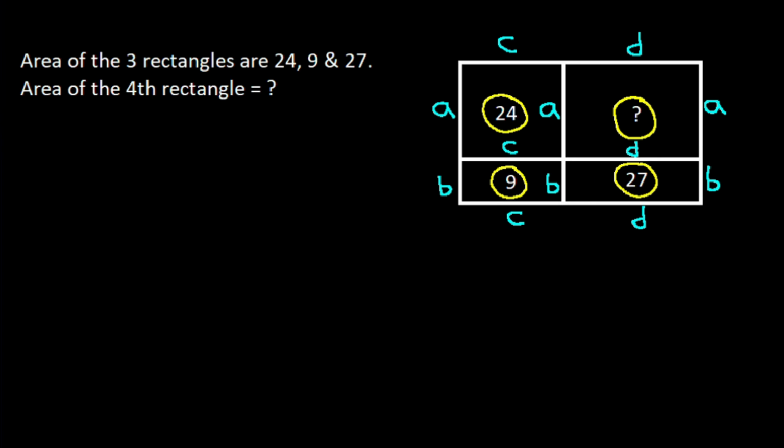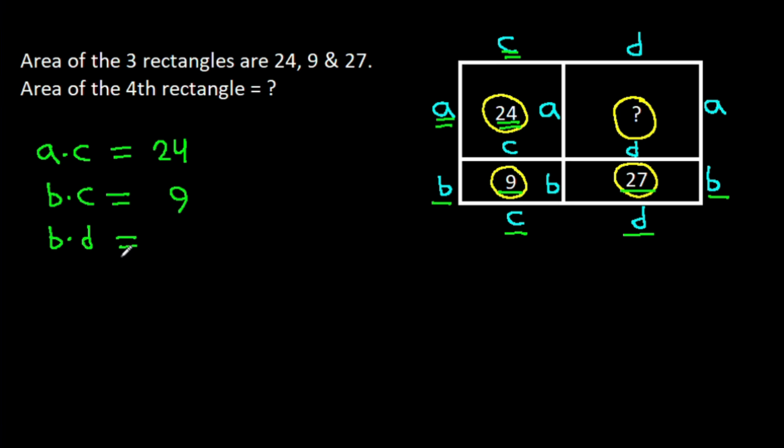Now, A times C is 24, B times C is 9, B times D is 27, and we have to find A times D.